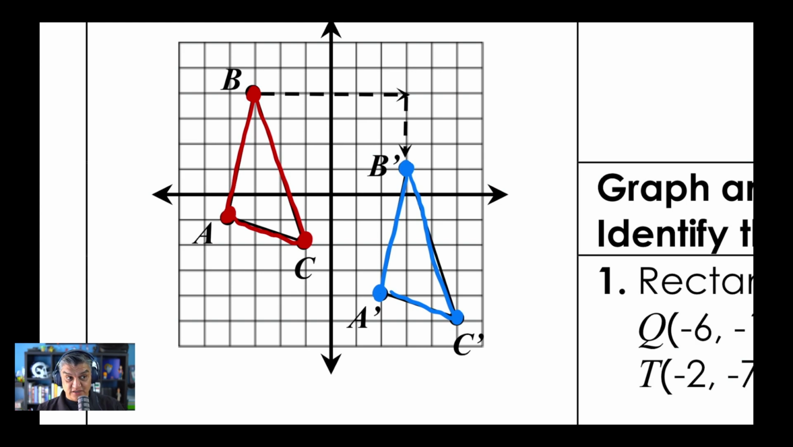How did I slide it? Let's look at each point. Let's look at point B. What happened to point B? It went 1, 2, 3, 4, 5, 6 units forward and then 1, 2, 3 units down. Let's look at C. 6 units forward and 3 units down. Did A do the same thing? 1, 2, 3, 4, 5, 6, and then 1, 2, 3. So each point went 6 units forward and 3 units down.